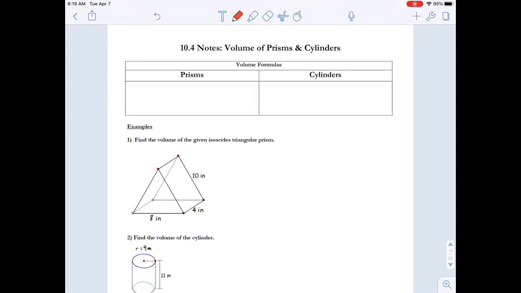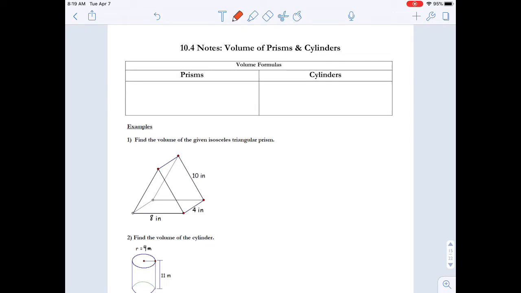Okay, so our first half of this chapter is spent finding the surface area of prisms and cylinders and pyramids. The second half is all about finding volume. When we talk about volume, we talk about what does it take to fill that shape up. If I had a rectangular prism sandbox, how much would it take to fill up the sandbox? Or cylinder, if I had a can of soup, how much does it take to fill up that can?